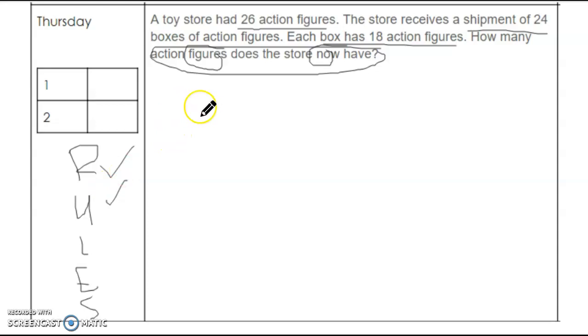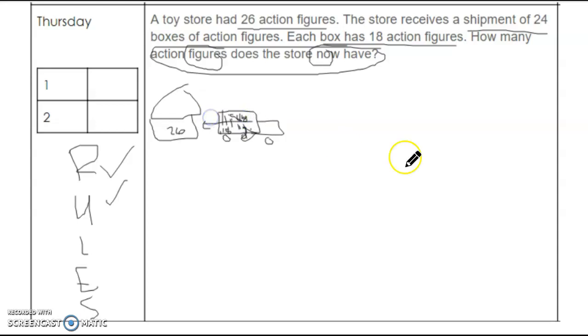Okay, so I'm going to draw a picture. So I got my store. Inside my store, I already had 26. Then I have a shipment. So we're going to pretend it came on a big truck with, this will be a weird looking truck, 24 boxes with 18 in each box. So we're just going to draw a bunch of boxes in here, and there's 18 in each. If you wanted, you could draw 24 boxes and put 18 in each. Up to you. So we have a lot of action figures coming to the store.